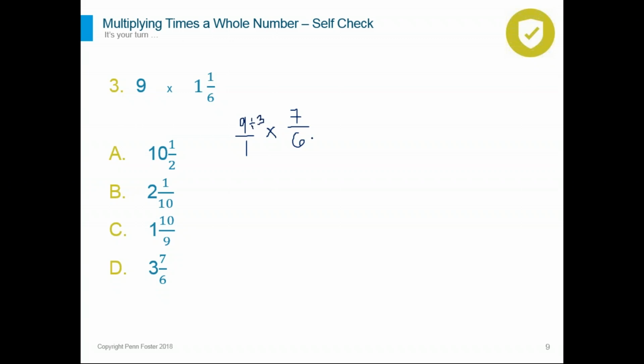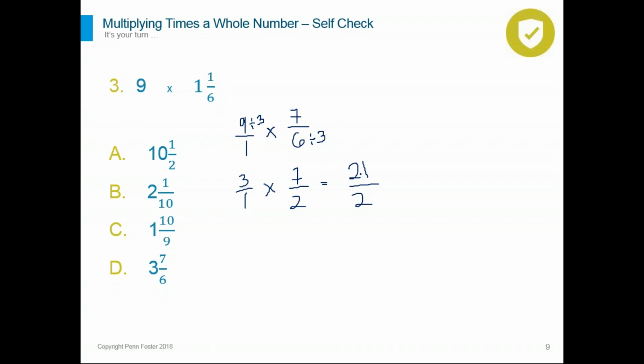Over 3 and over 3. Rewrite the problem. 9/3 is 3 over 1 times 7 over 2. Nothing to be eliminated here. That's it. So multiply across. 3 times 7 will give you 21, and 1 times 2 will give you 2.